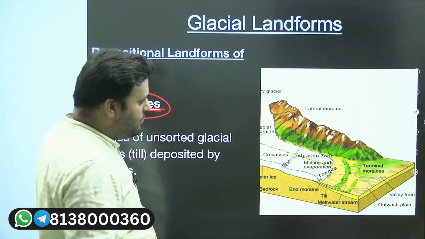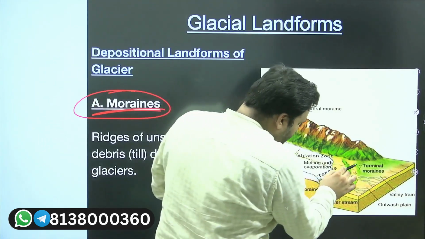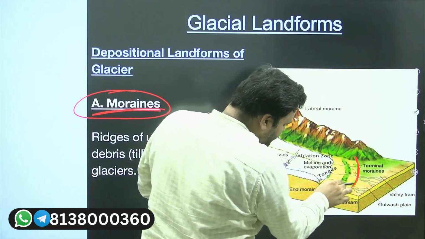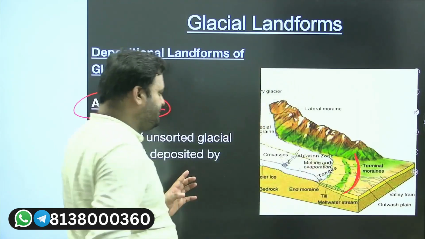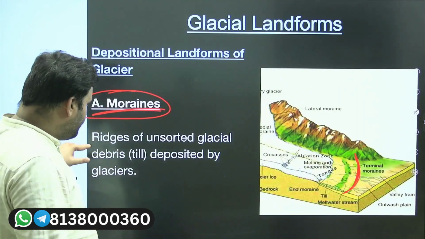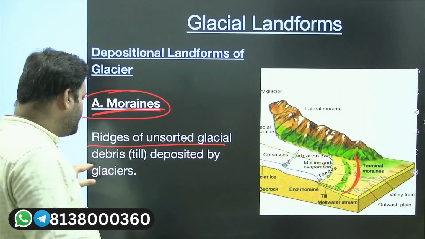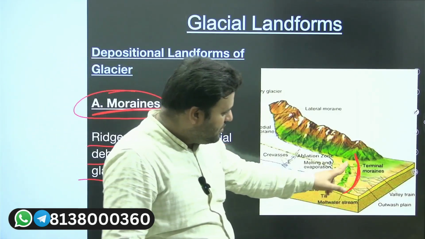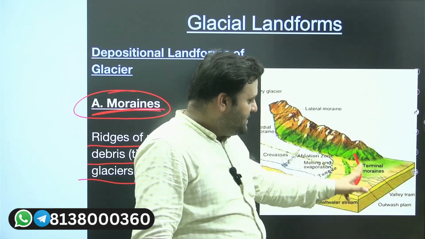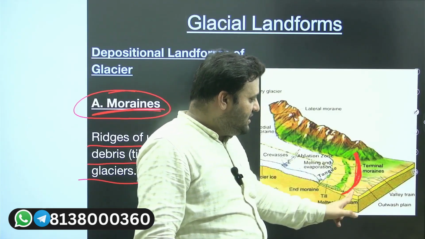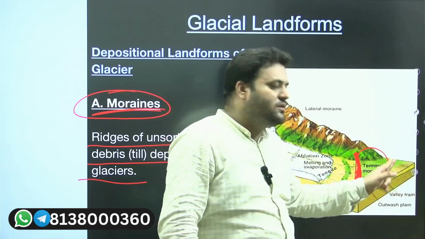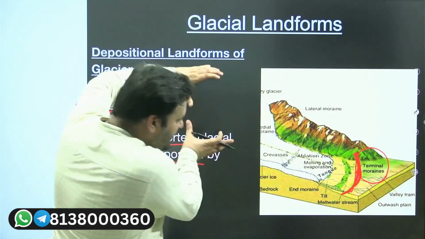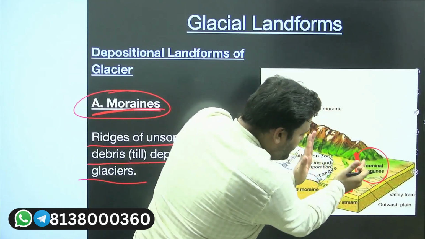Moraine is basically the end at which the deposition will take place. It is the ridge of unsorted glacial debris or till deposited by glacier. And if there is an end of this ridge kind of glacial till, that will be termed as terminal moraine. When the glacier is there, this glacier will lead to the deposition.